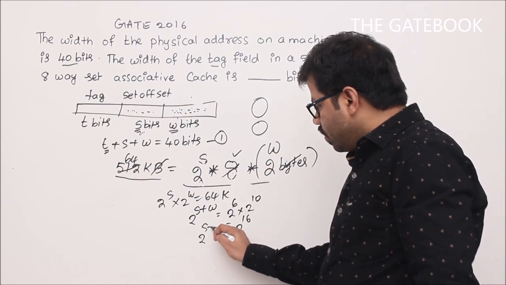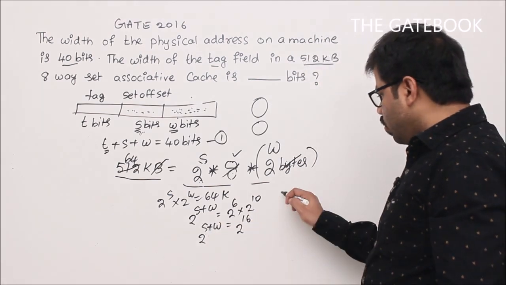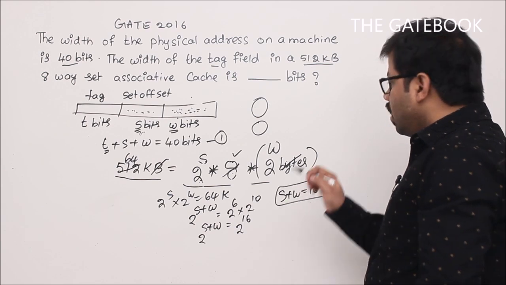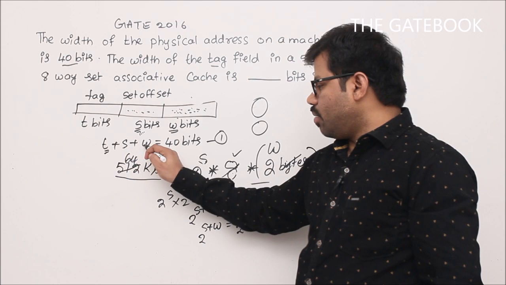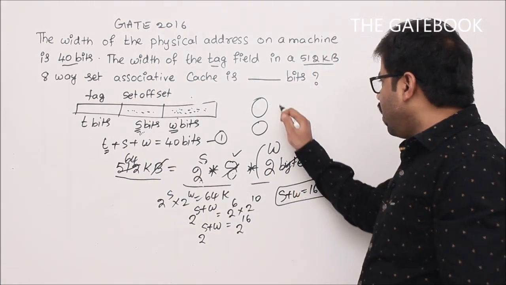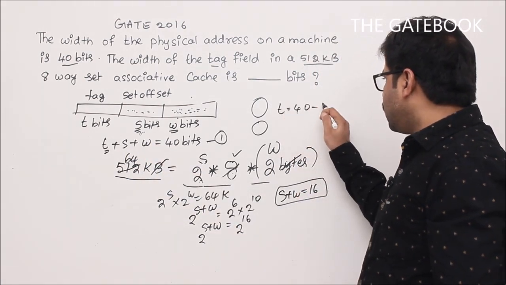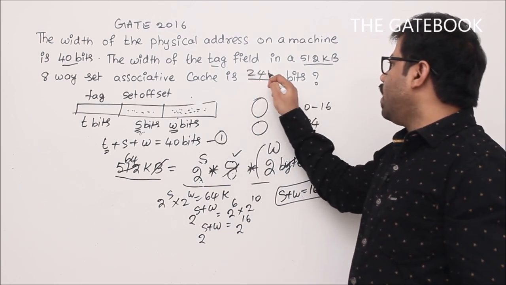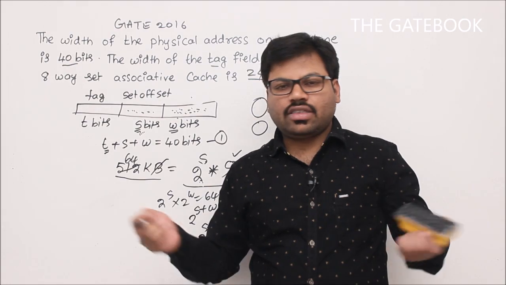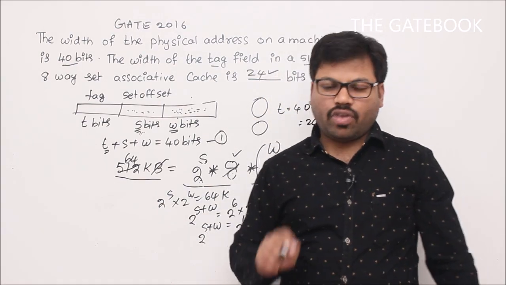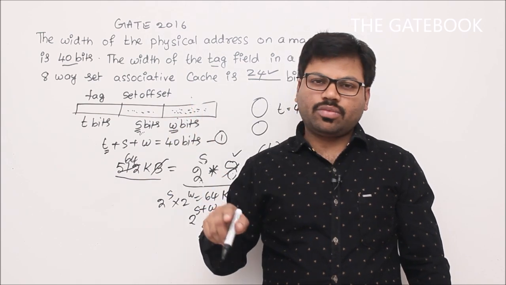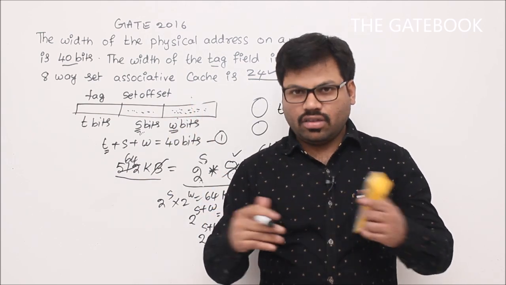So here left hand side is S plus W. Then S plus W equal to 16. Remember this. But we have T plus S plus W is 40. Then T value equals 40 minus this 16. So 24 bits. So that's why 24 is the right answer. In that way, we can answer this question easily. Remember one thing, from now onwards, if nothing is mentioned in the question about word addressable or byte addressable, byte addressable is the default thing.